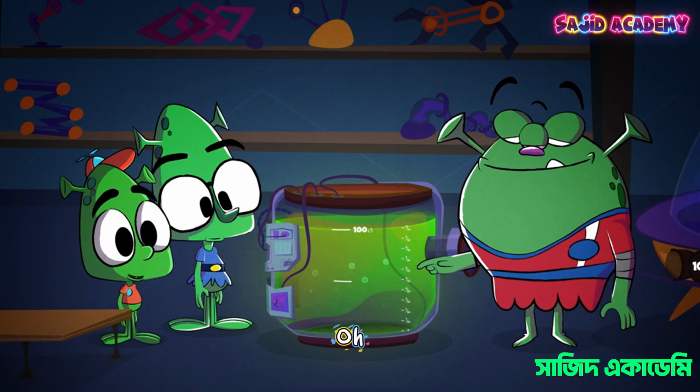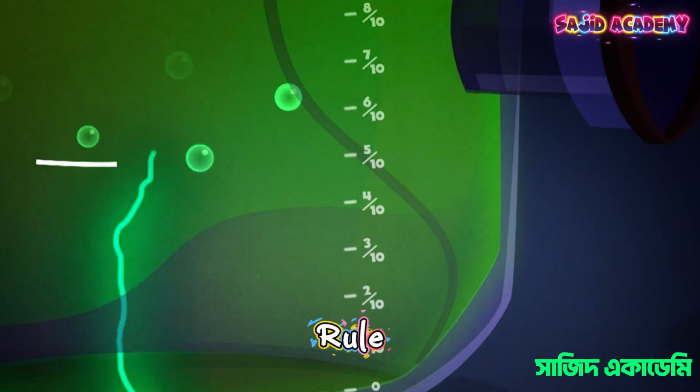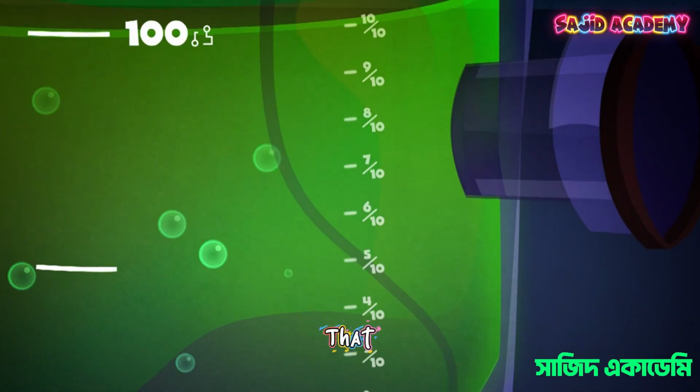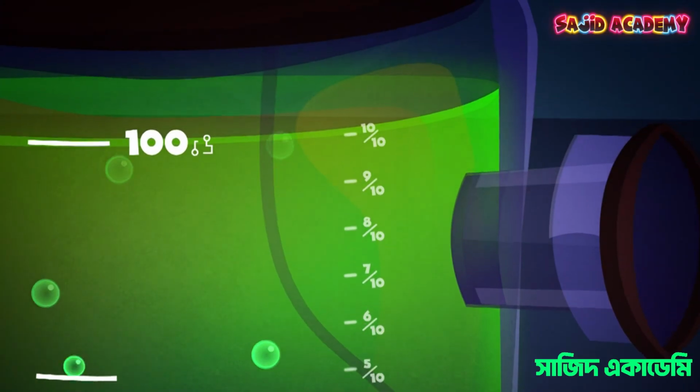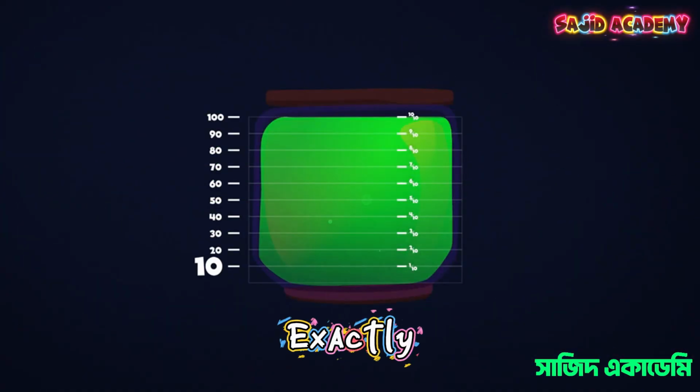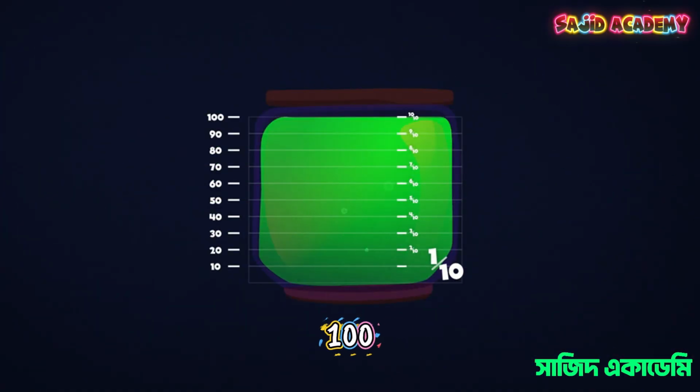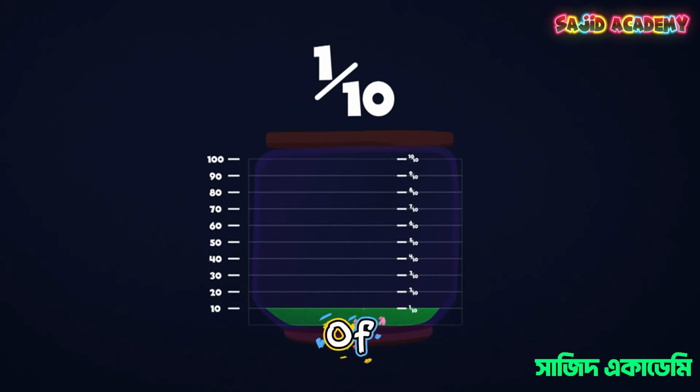What's that, Finn? Oh, I see. There's a rule that goes up the side of the drum that marks the amount in tenths. 10 is exactly 1/10 of 100, so you'll need to use 1/10 of the drum.